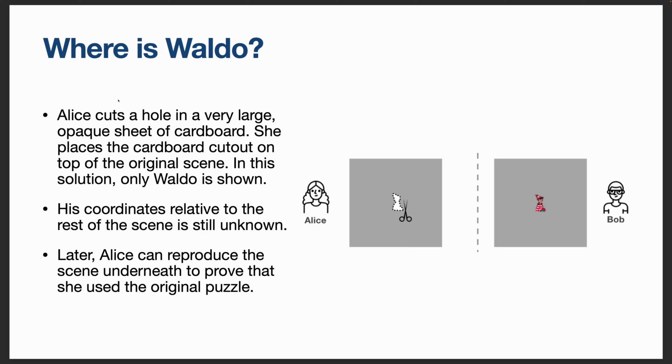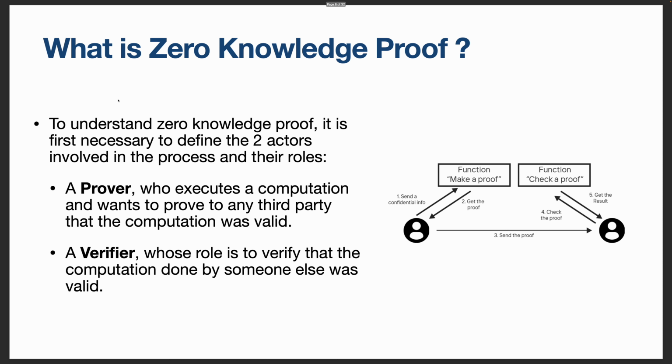What it means is that Alice can hide the exact location, the XY coordinate. How? Because the cardboard is much larger than the original scene. By doing that, Alice can easily hide the location. So that is the basic idea of the general proof. So easy, right? The coordinates relative to the rest of the scene are still unknown. So that's the basic concept of general proof.